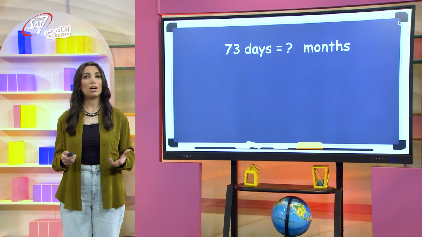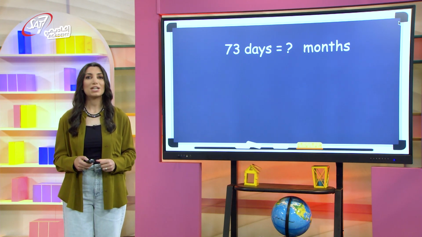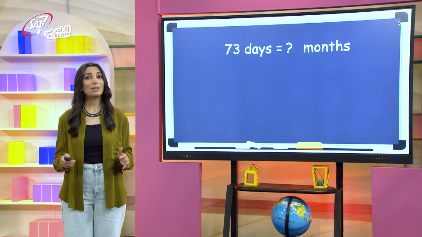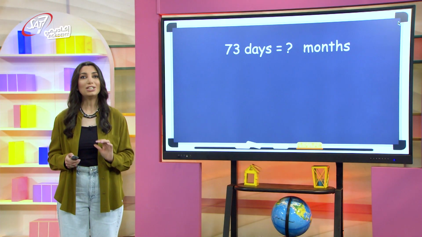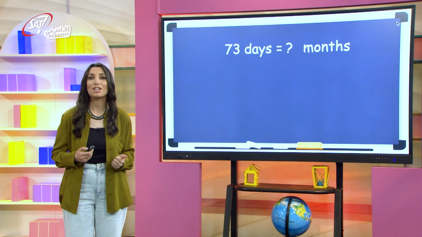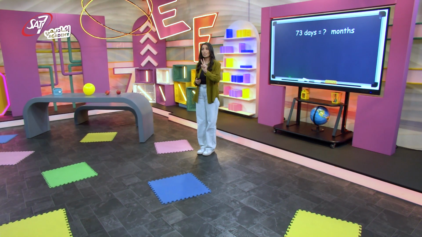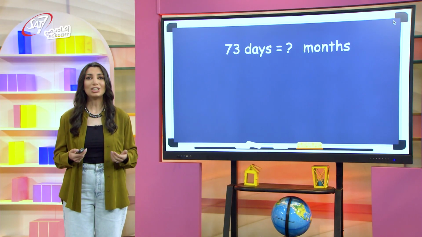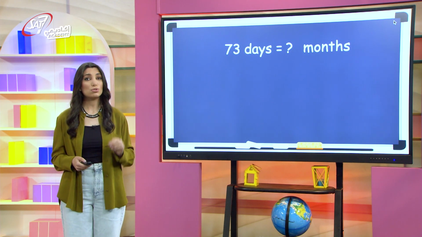Mr. Najm went on a business trip for 73 days. How many months did he spend abroad? Well, if a month is around 30 days, then how many 30s fit in those 73 days? 2 30s, which are 60 days. We would be left with 13 days, which are almost 2 weeks.